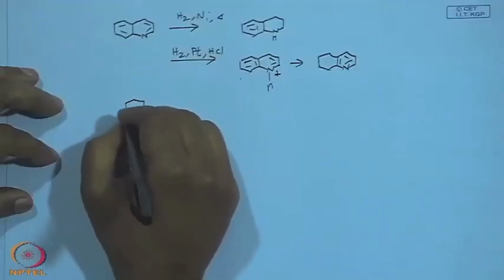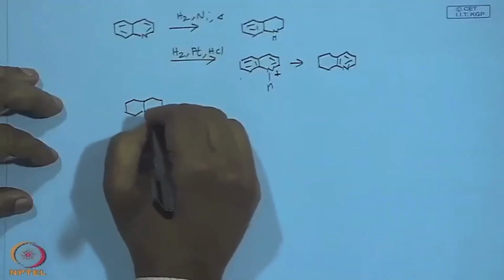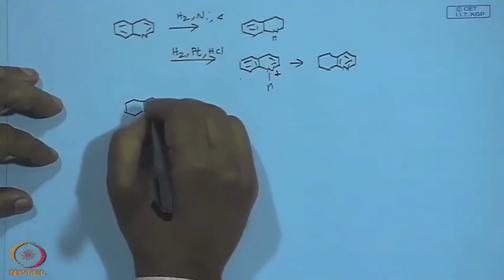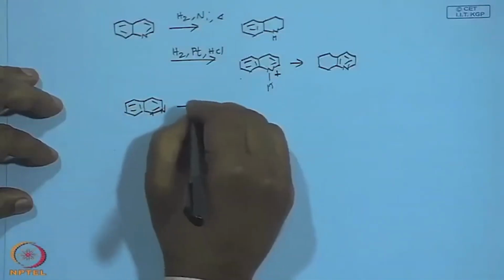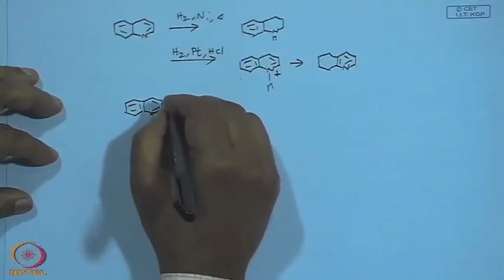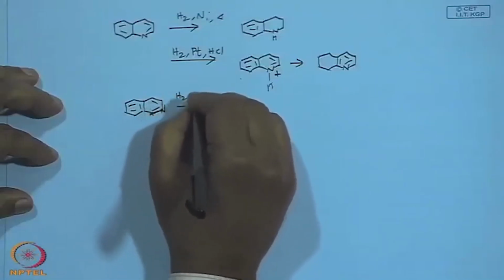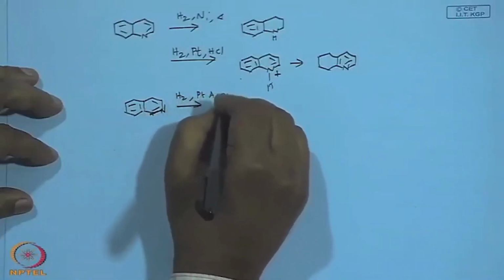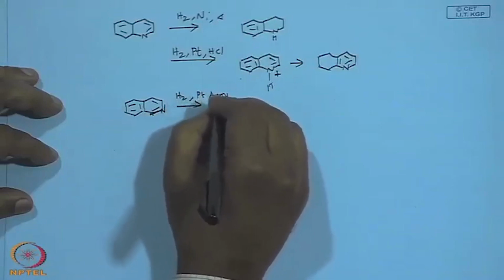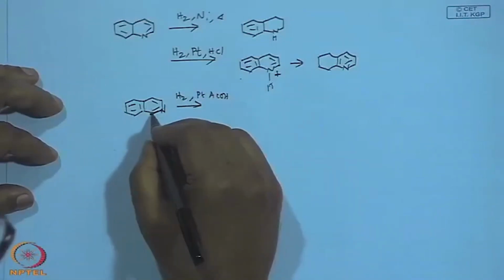Okay, so that means, just by using acid you can divert the reactions in a different direction, and this is quite in fact very true for the isoquinoline case. In the isoquinoline case also the conditions are quite similar. Let us say I give you a condition where hydrogen, platinum and acetic acid, fine. So, what do you expect?